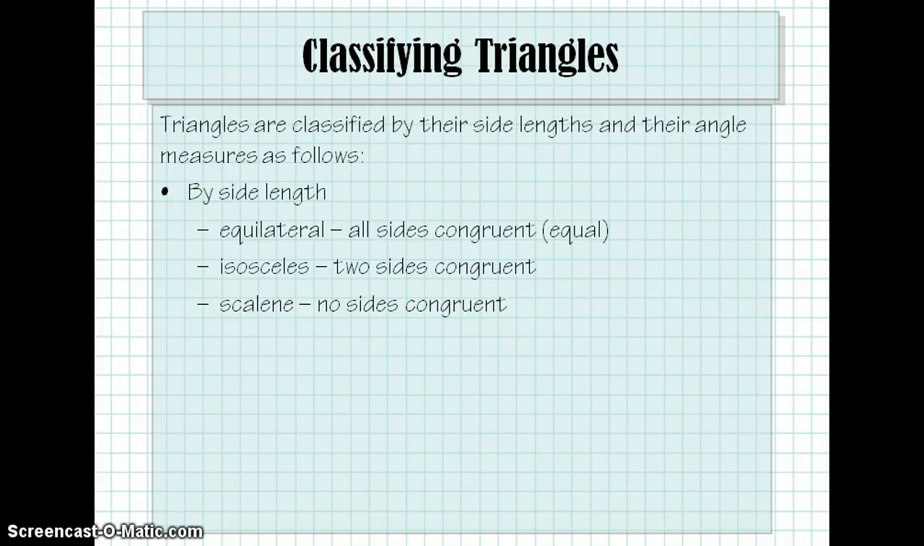So if we're talking by side length, we have your equilateral triangles where all the sides are the same, isosceles, which two or more sides can be the same, and scalene, which no sides are the same.